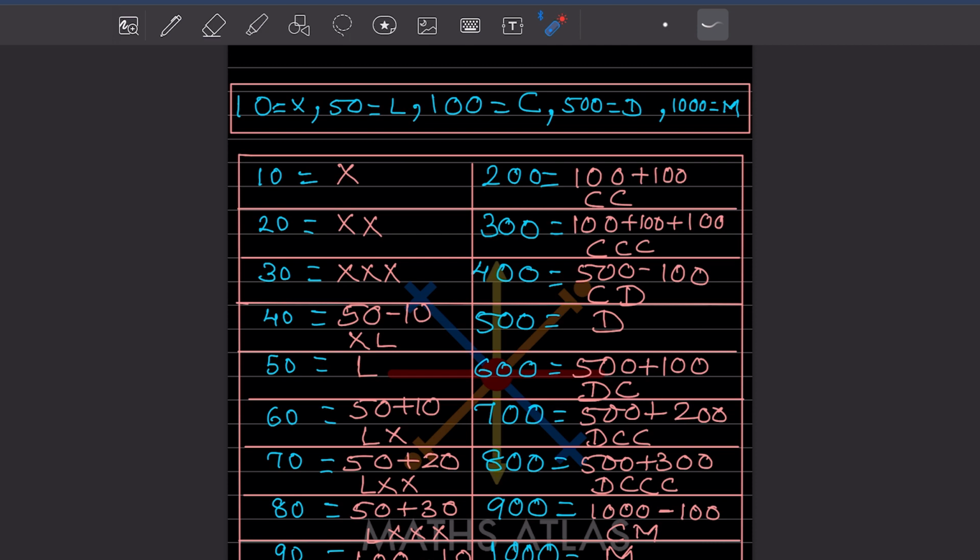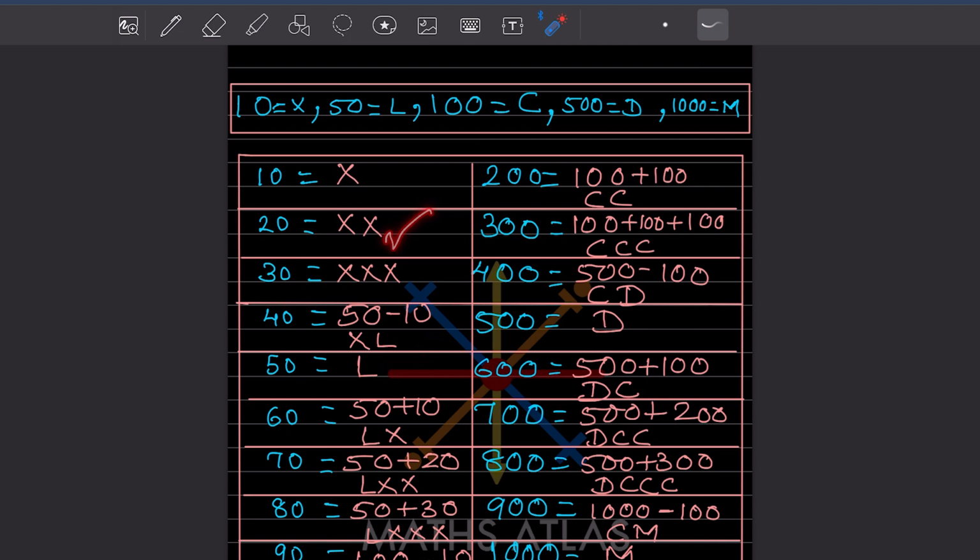Now 60 means 50 plus 10. You know 50 is L and 10 is X, so this will be LX. Now 70 can be 50 plus 20. You know 50 is L, 20 will be XX.